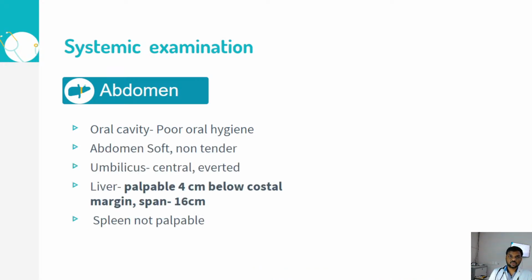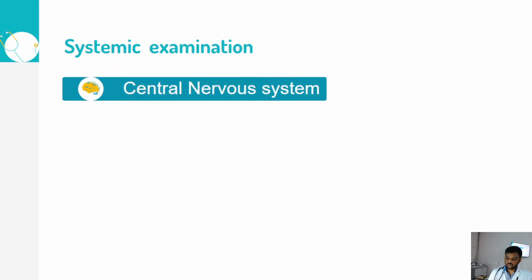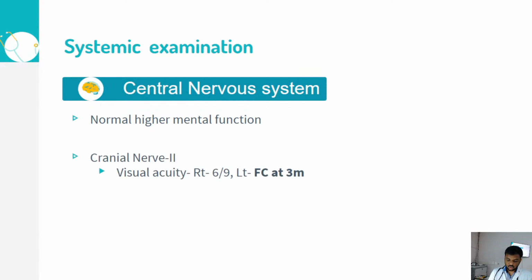Abdomen was soft, non-tender. Liver was palpable, 4 centimeters below the costal margin. Span was 16 centimeters. Spleen was not palpable. Coming to the next system of involvement, central nervous system, higher mental function was normal. On cranial nerve examination, he has visual acuity of 6 by 9 in the right eye, but finger counting at 3 meters only in the left eye.